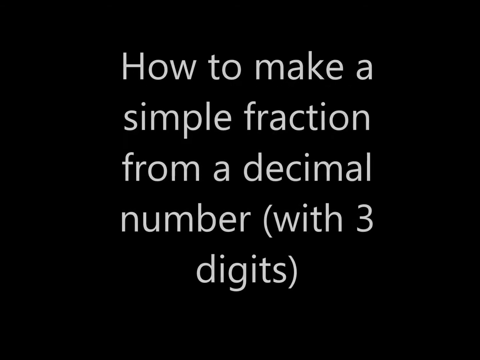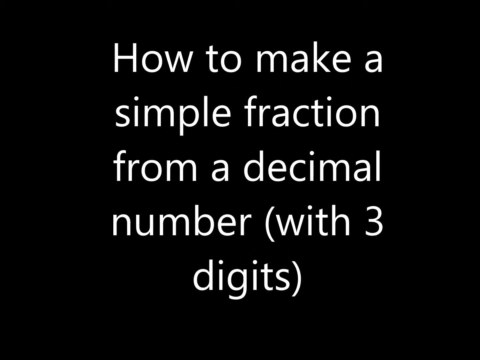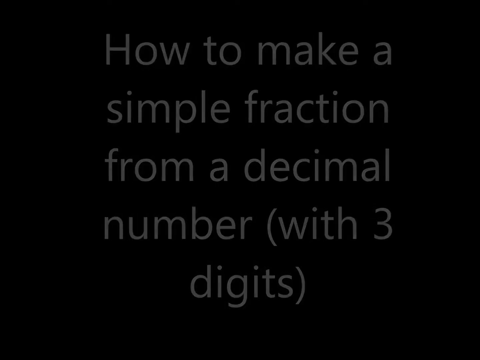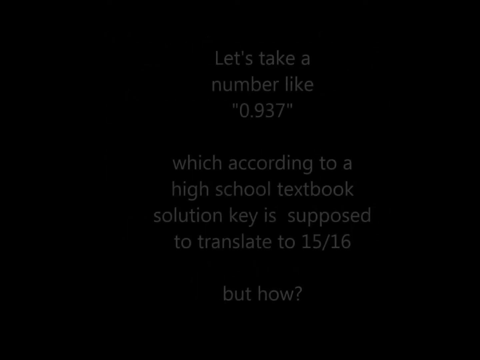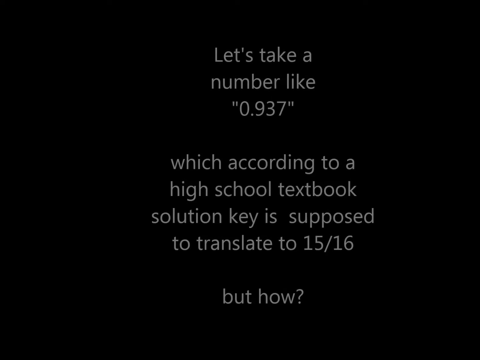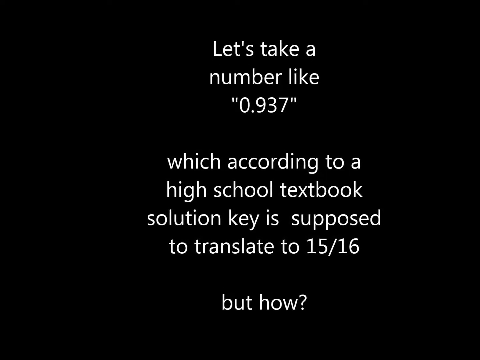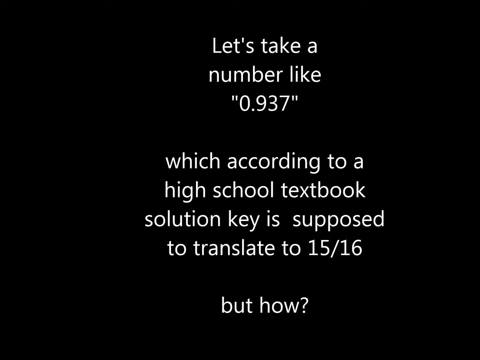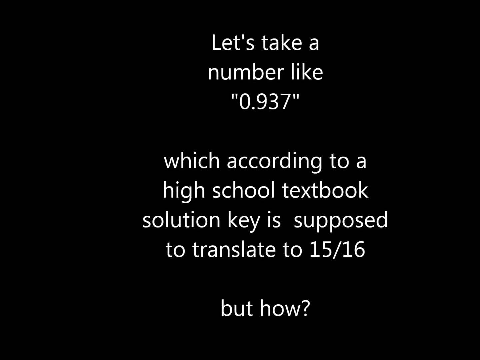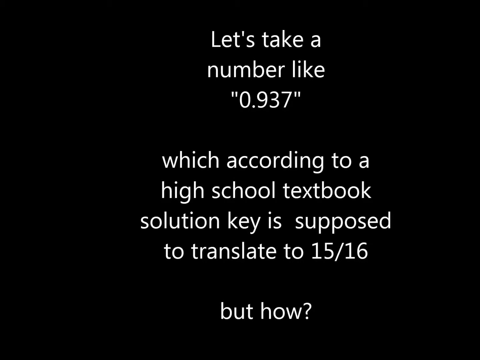How to make a simple fraction from a decimal number with 3 digits. Let's take a number like 0.937, which according to a high school textbook solution key is supposed to translate to 15/16. But how was it done?